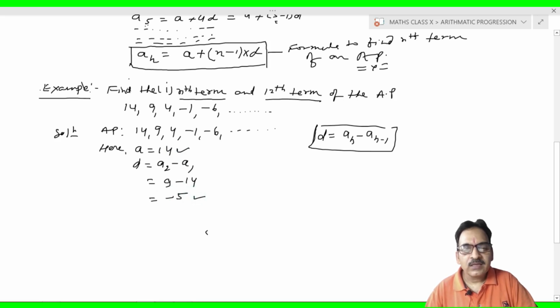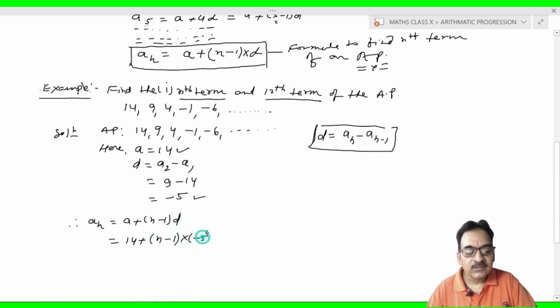Now the question is find AN. Therefore what is AN? The formula for AN is A plus n minus 1 into D. So put the value. A is 14 plus n will remain n because the nth term we have to find, n minus 1 into minus 5. Then solve it. 14 minus 5n plus 5. So this will be 14 plus 5, 19 minus 5n. So this is the first part answer.